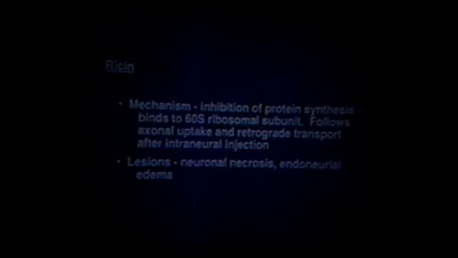This is some material that's been lent to me by Tom Bolden from the University of North Carolina at Chapel Hill. And it does show another model of injury, neuronopathy, injury to the neuron. In this case, ricin, which is a plant lectin, which has an ability to inhibit protein synthesis.